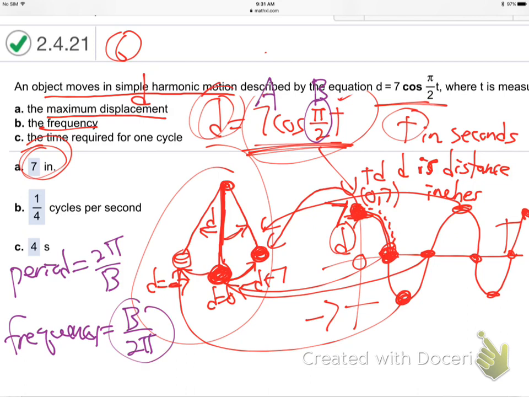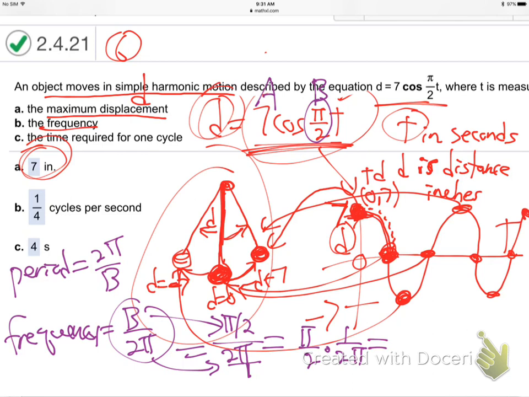So the frequency then is going to be b, pi over 2, over 2 pi. Makes sense? B over 2 pi. And what do we always do? How do we do that? Well, you could say this is 2 pi over 1 if you wanted, and then flip that up. So this is pi over 2 times 1 over 2 pi. Am I confusing you? Let me slow down there a bit.